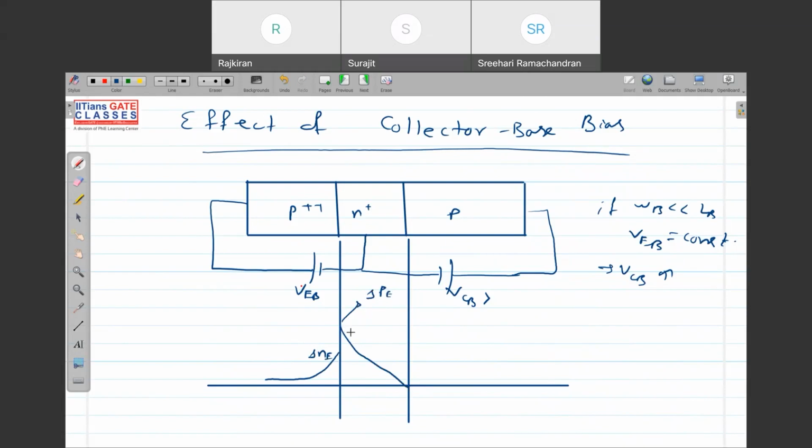Okay. So this case is nothing but condition 1, VCB equal to 0. Now we'll take the case when VCB is greater than 0. So guys, you tell me what will happen when VCB is greater than 0, right? Nothing will happen to del Np, right or not?